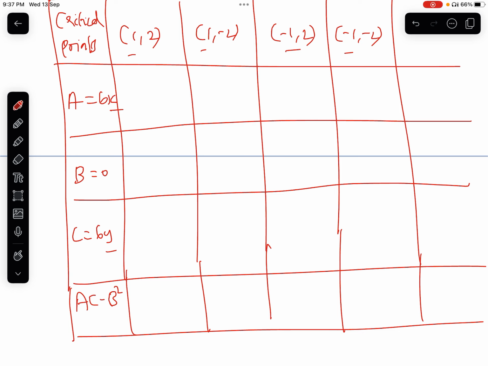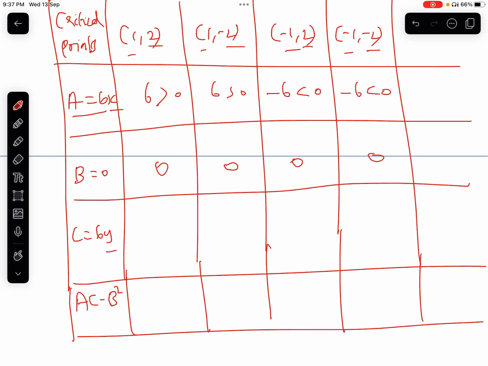Therefore, multiplying 6x, 6 into 1 is 6, and again 6 into 1 is 6, so both are greater than 0. And if you look at the third and the fourth column, both x values are negative, so we get minus 6, which is less than 0, and again minus 6, which is less than 0. Since b is 0, we can substitute 0 in all the columns, and for c equal to 6y, in the place of y there is 2, here minus 2, and here 2, again minus 2.